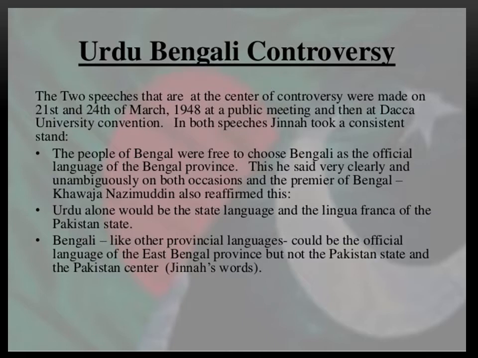Urdu alone would be the state language and the lingua franca of the Pakistan state, like the national language. Bengali, like other provincial languages, could be the official language of the East Bengal province, but not the Pakistan state and the Pakistan center. Why did he do this?